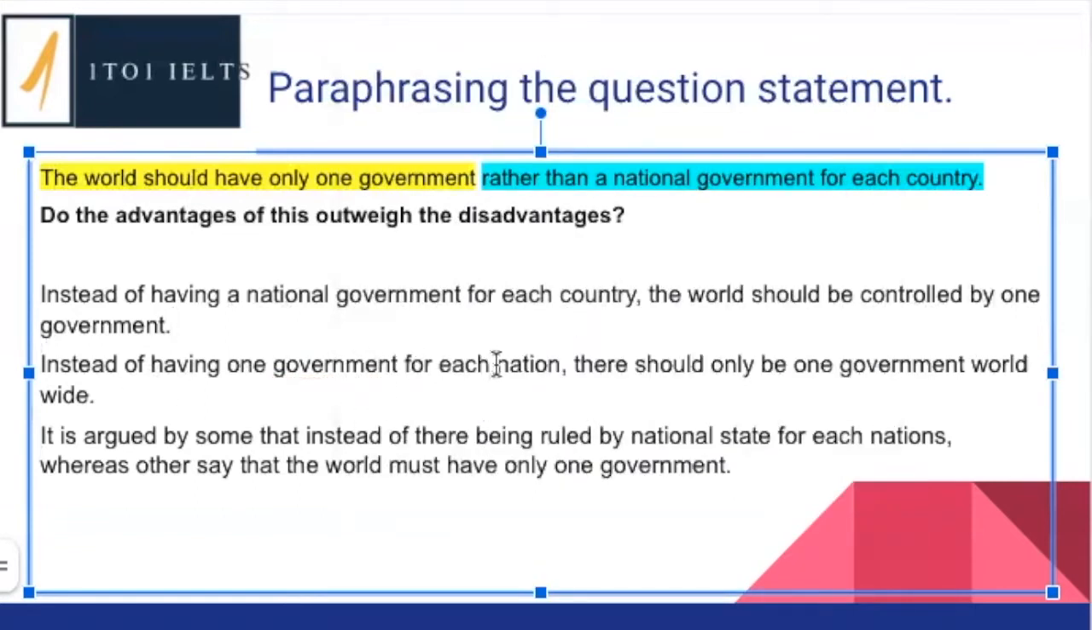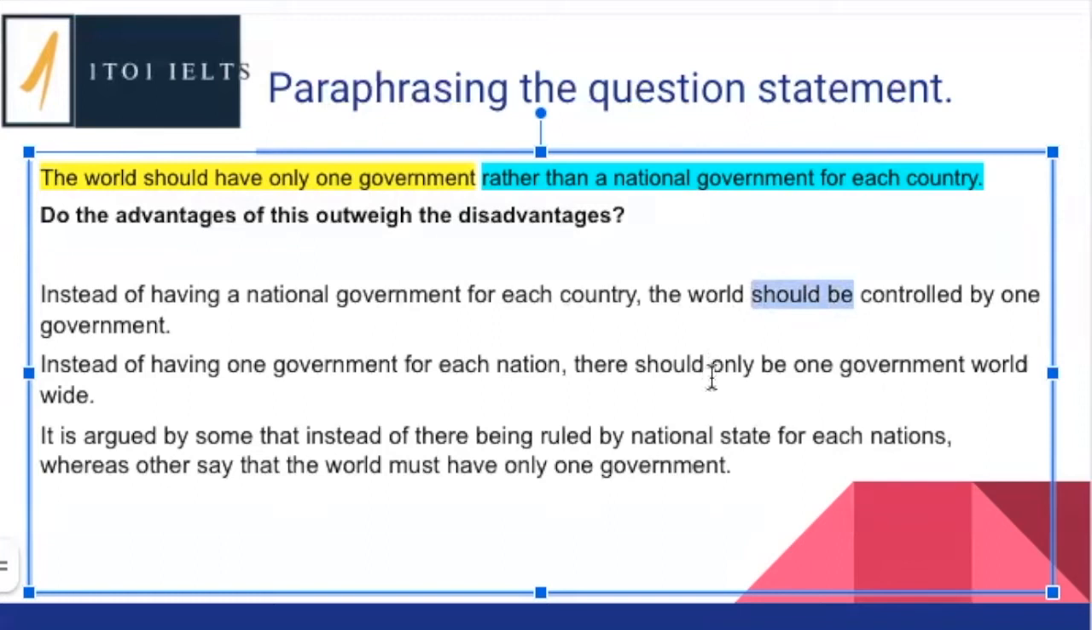Something you could use instead of government is state. A lot of people make the mistake of using state for country. A state is a government, so you could use state. So instead of having one state for each nation, there should only be one government worldwide. The rest of this was really good. I just wanted to point out something that we can paraphrase because it comes up a lot and it's a very easy thing to paraphrase.